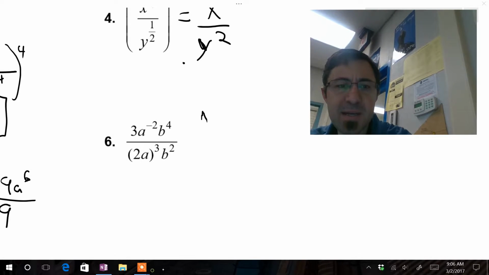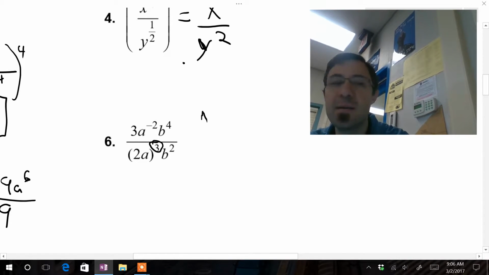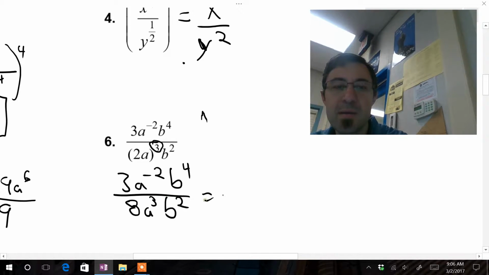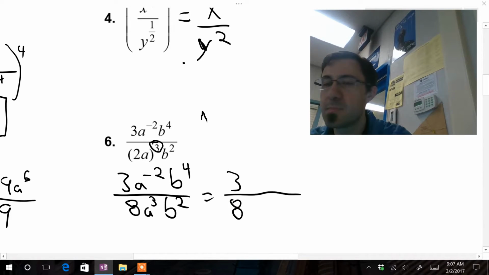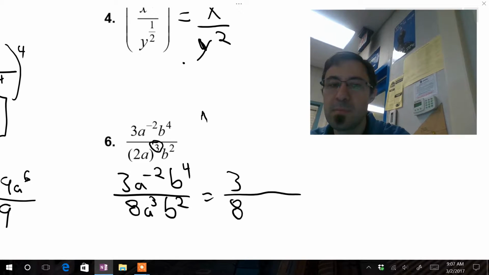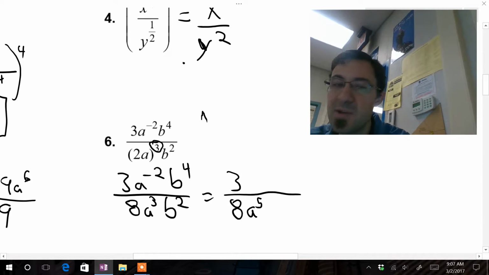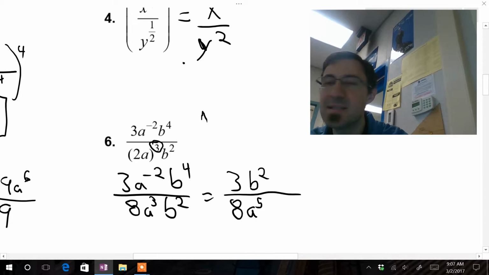Number 6, we first need to deal with this 3 right there. So we're going to go 3a to the negative 2, b to the 4th, and then it's 8a to the 3rd, b squared. Now, 3 and 8 aren't going to change. What's going to happen with the a's? Cancel's not a math word. Where the a's end up? How many? 5 on the bottom. The negative 2 moves down, becomes a positive 2, along with the 3 gives us 5. B's? 2 on top. So 3b squared over 8a to the 5th.